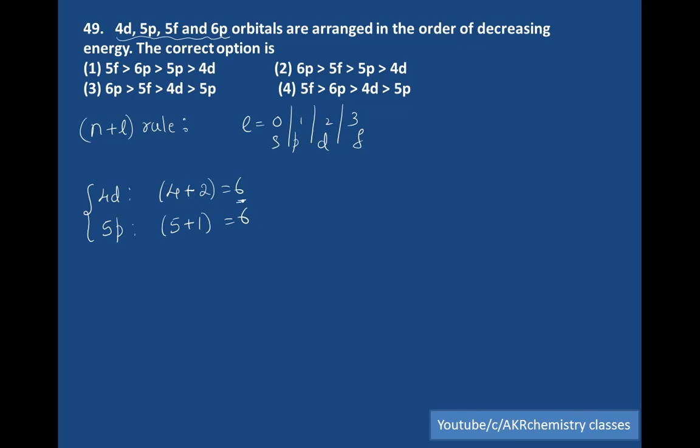Two different orbitals having the same n plus l value, then which one possesses higher energy? In case of the n plus l rule, if the value of n is maximum, that orbital will possess greater energy when compared to another orbital. Therefore the 5p orbital possesses greater energy than the 4d orbital. Then coming to 5f, 5 plus 3, 8. Then last one 6p orbital, 6 plus 1, 7. So higher to lower, I have to write 5f orbital, 6p, 5p, and last one is the 4d orbital.